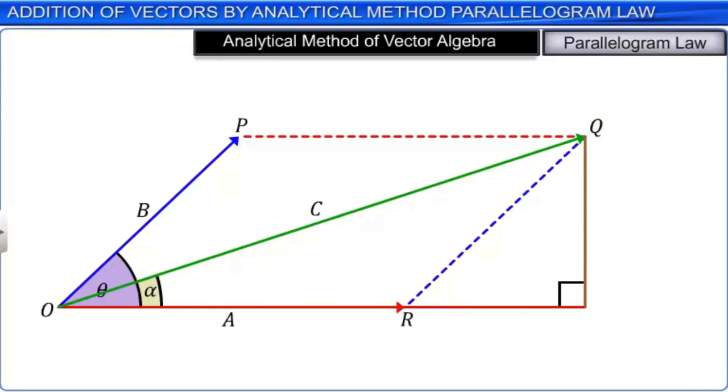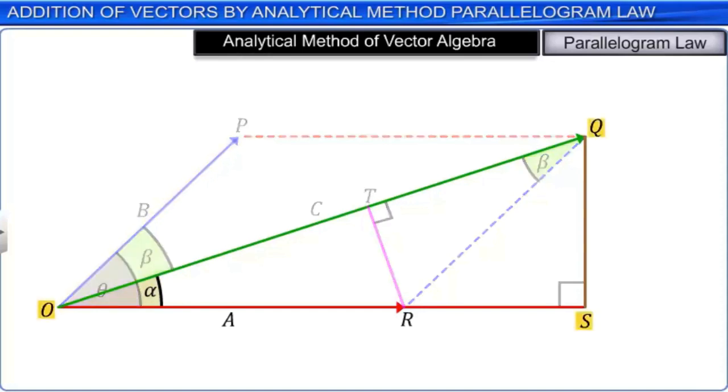Now I'm extending this parallelogram to have a right angle triangle, which is convenient for us to write the trigonometric ratios of the sides, and I'm naming that point as S. Then I'm drawing a perpendicular line RT to OQ, and it has an angle beta. According to the concept, alternate angles will be equal.